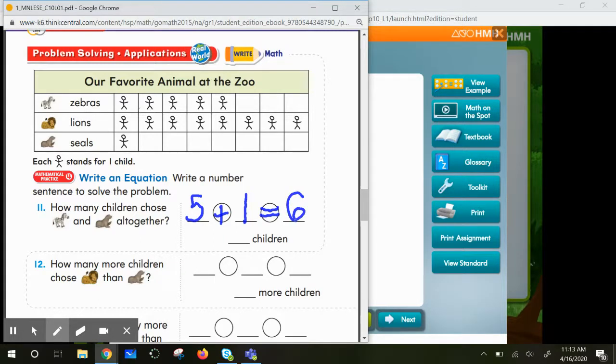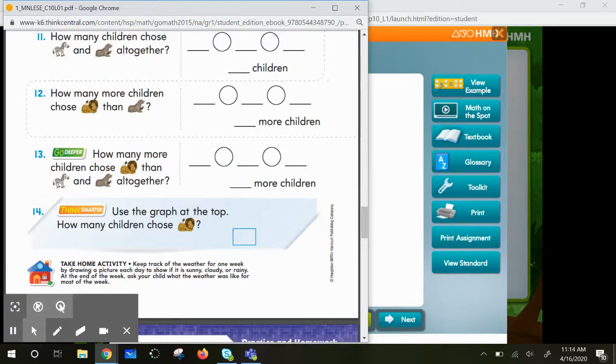I want you to try 12, 13, and 14 without my help, but I will read it for you. Number 12, how many more children chose lions than seals? 13, how many more children chose lions than zebras and seals together? And 14, use the graph at the top. How many children chose lions?